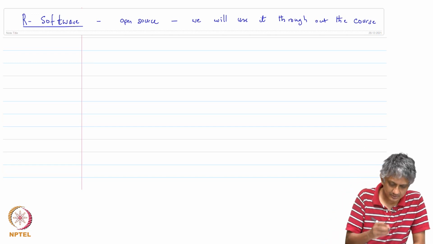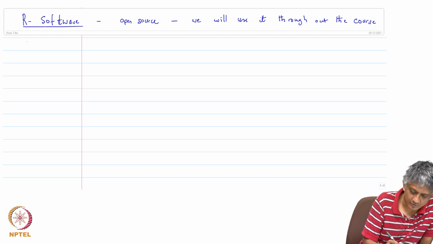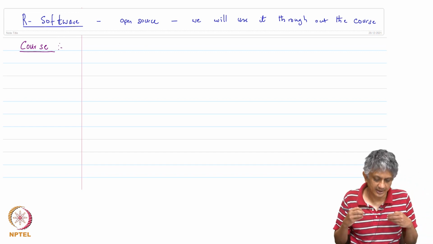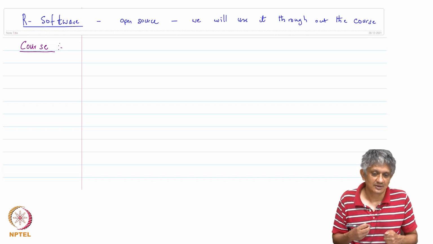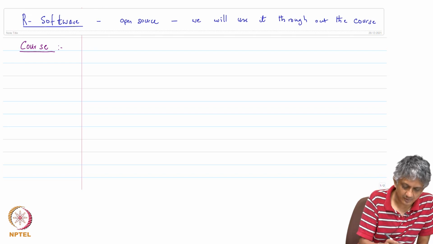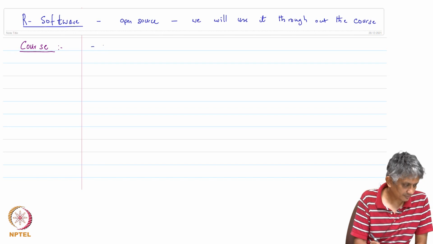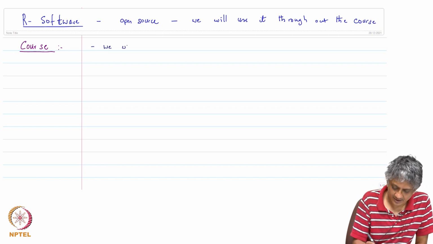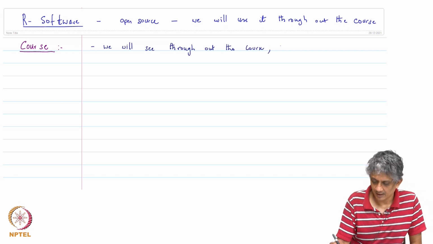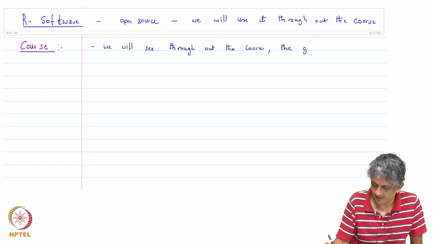So I'd like to sort of begin with the course. As you will see, the course will involve solving problems and illustrate an approach to how to solve problems in an abstract mathematical framework, right? So we will see throughout the course the general approach to solve a problem in probability and statistics.